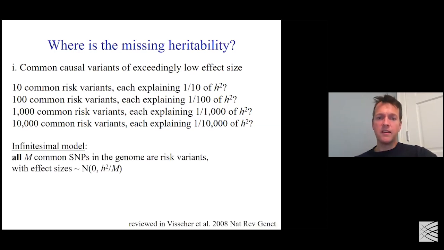We could even go to a greater extreme, the so-called infinitesimal model. Nobody believes that this is realistic, but it can be useful to think about as a theoretical construct. The infinitesimal model is a model in which all of the common SNPs in the genome are causal risk variants with causal effect sizes normally distributed with mean 0 and variance h² divided by m, where m is the number of SNPs. There, you're spreading the narrow sense heritability across literally all the common SNPs in the genome. So this is one very plausible explanation as to what is going on with missing heritability. We've got a lot of common causal SNPs of tiny effects. GWAS, even at large sample size, are not finding most of them.